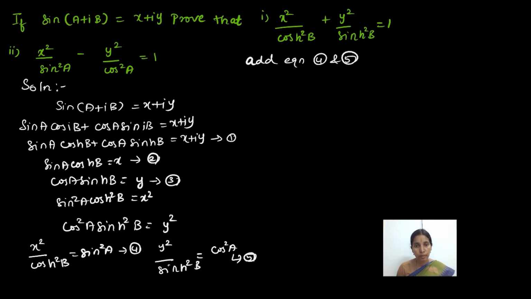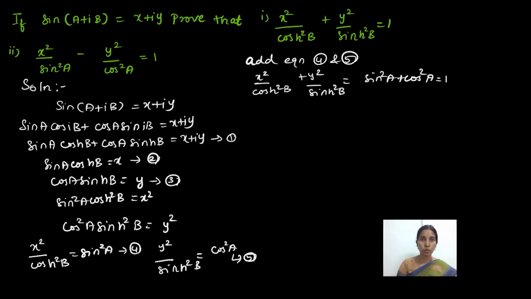We get x²/cosh²b + y²/sinh²b = sin²a + cos²a, which is equal to 1. Next, we have to prove subdivision 2.